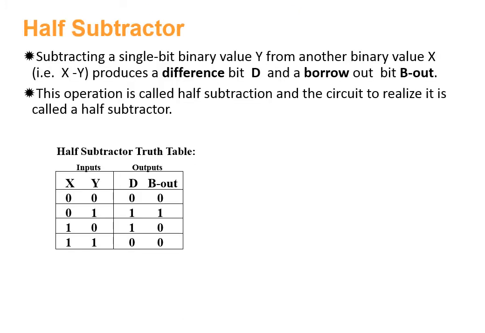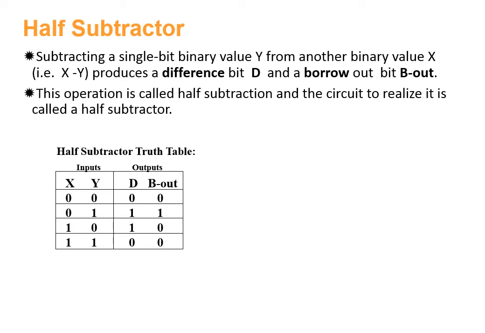Half subtractor. Subtracting a single bit binary value y from another binary value x produces a difference bit d and a borrow out bit b out. The operation is called half subtraction, and the circuit to realize it is called a half subtractor.